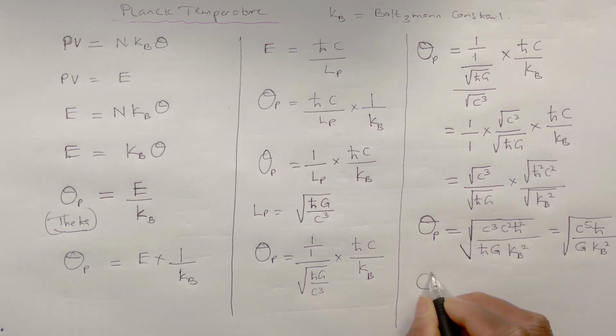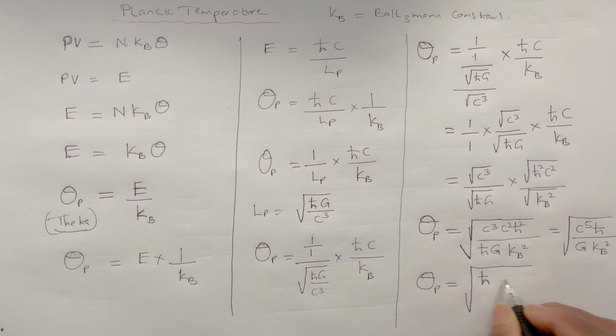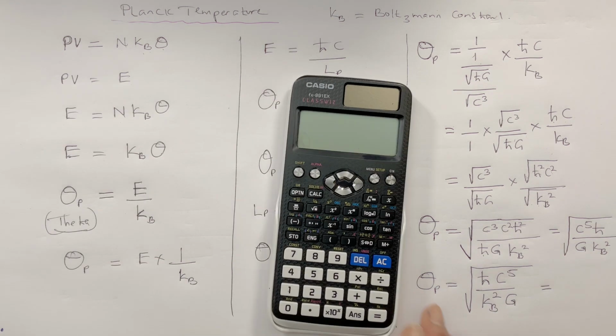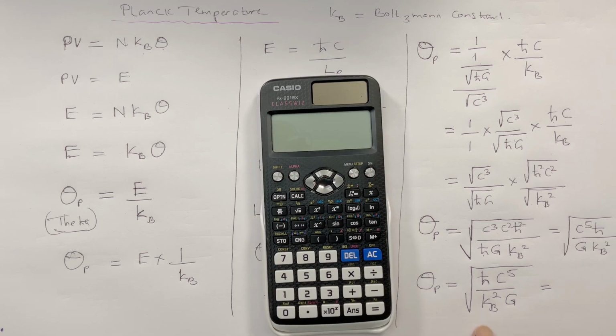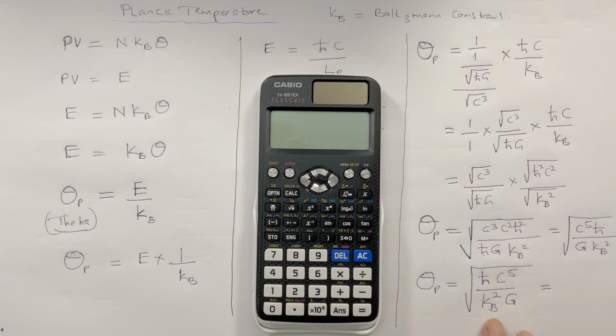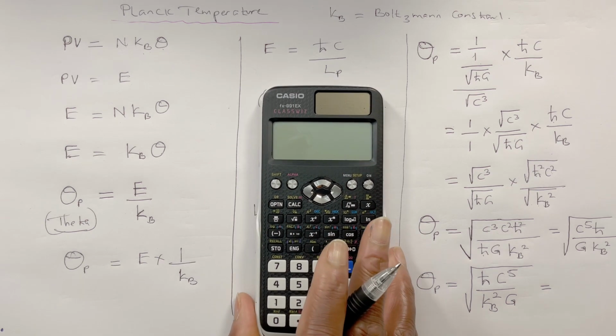Planck. So the Planck temperature is finally root of h bar, I like to write the h bar first, c to the power 5 over kB squared, capital G. And what's that value if we calculate it? So that's the Planck temperature. So that's the temperature that will form in the black hole. That temperature will be massive. So let's see if it's true.